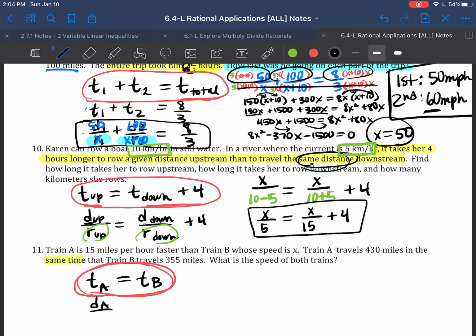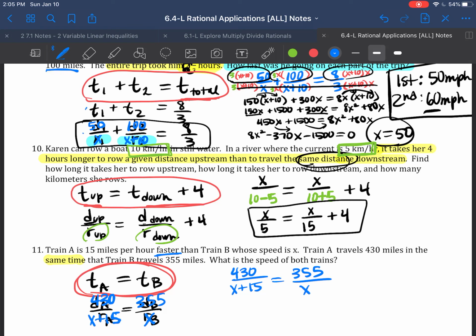So now we can replace that with D over R, and then fill it in with the information. Train A is 15 miles per hour faster than train B, whose speed is x. So I know the speed of train B is x, and train A is 15 miles per hour faster, so that would be x plus 15. And then it says train A travels 430 miles in the same time that train B travels 355 miles. So the equation I'm solving is 430 over x plus 15, equals 355 over x.